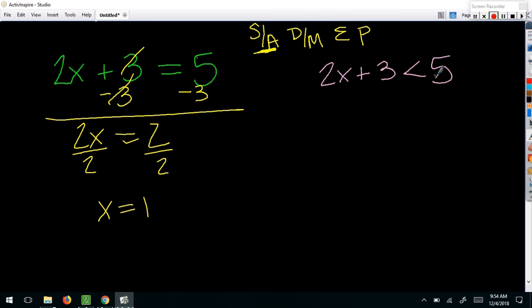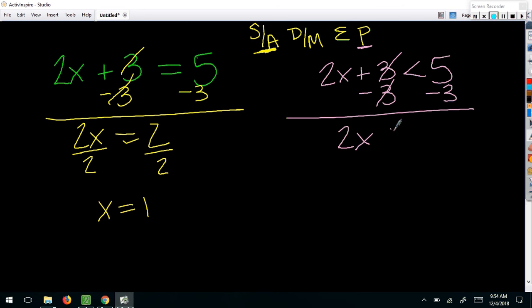There were a couple multi-steps on there. It's the same thing. So I'm still going SADMEP. Remember that parentheses are absolutely last, but since I don't see any parentheses, I'm not going to worry about that. So do you see any addition, subtraction that I can take care of? Subtract 3. So now I have 2x is less than 2. And now what? You divide by 2.